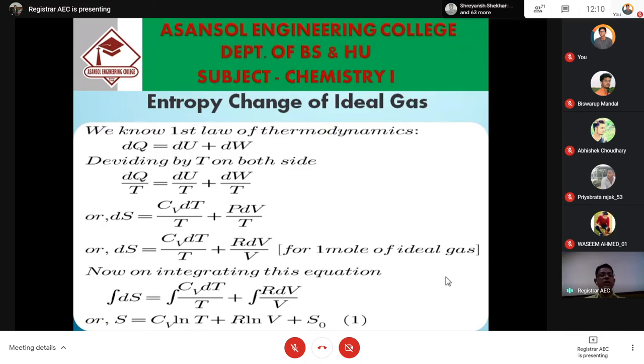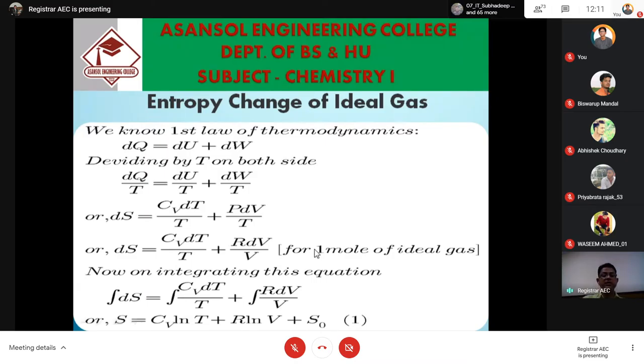If we start from the first law of thermodynamics, dq is equal to du plus dw. If we divide by T, the temperature, on both sides, the left side becomes dq by T, equal to du by T plus dw by T. Since this is a reversible process, we can write dq by T as ds, the change of entropy. So ds is equal to du by T, and du is nothing but Cv dT, so Cv dT by T, plus dw by T, where the work done dw is PdV.